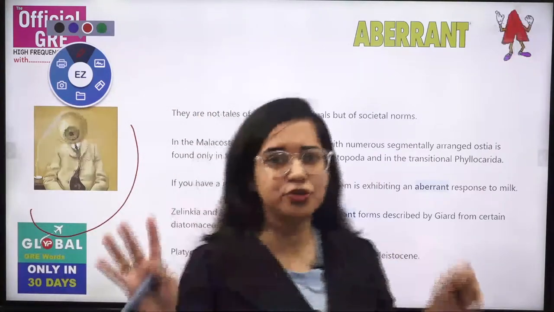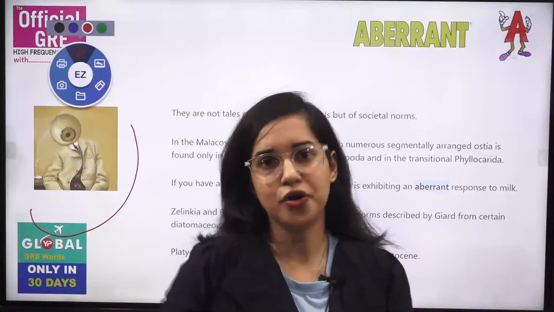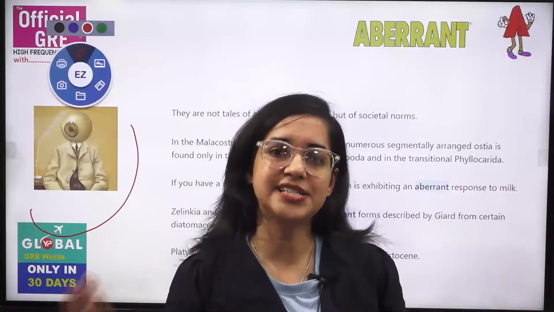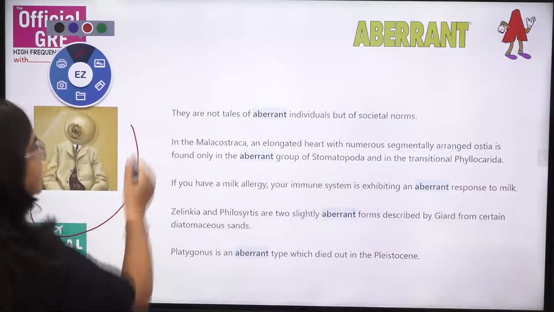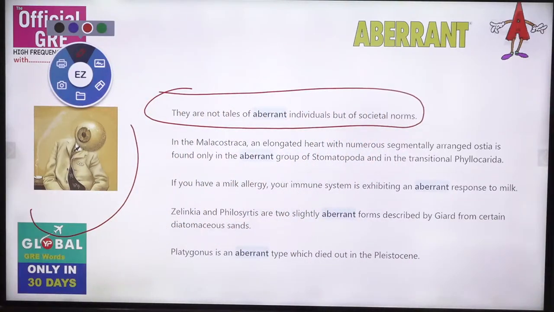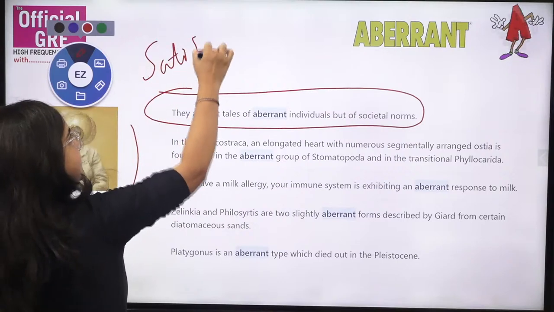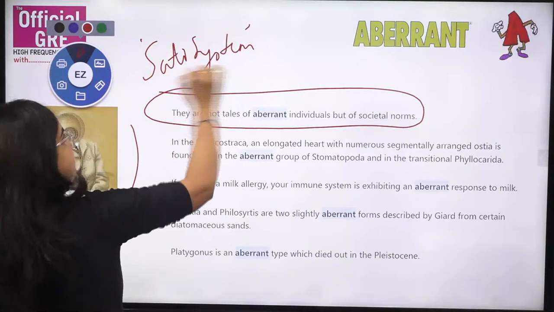One who can do everything, that is in Robert only. So that is also termed as aberrant, not normal, something different from the standards. They are not the tales of aberrant individuals, but of societal norms. If I say there was a concept of sati system, right? The sati system tha. Usme kya cheez aa rahi hai?